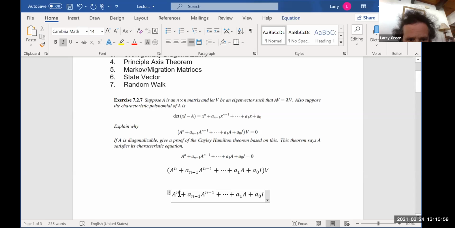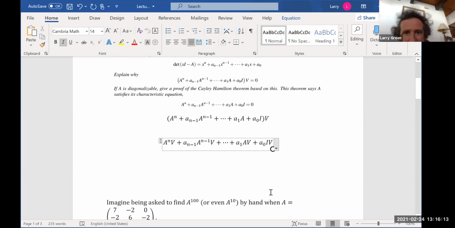So now we're going to have times V, and then times V, and then times V, then times V. Any questions so far? Okay, then what can we do?